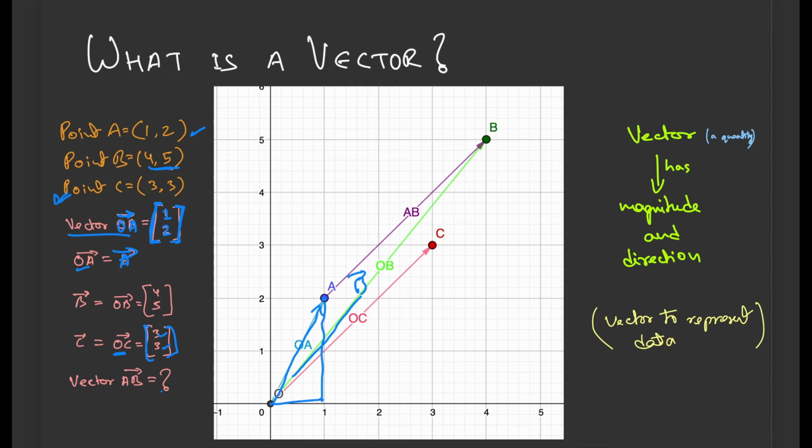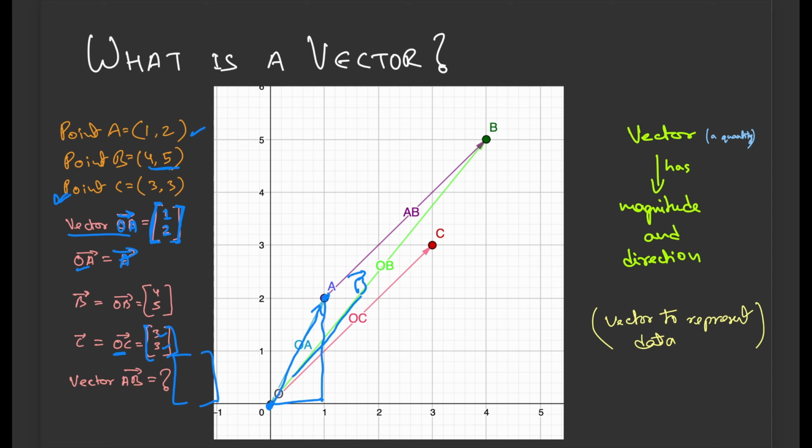What about the vector AB? What are the x and y components of the vector AB? Since the vector AB is not starting at the origin, we need to start from A. We can't start from the origin O.